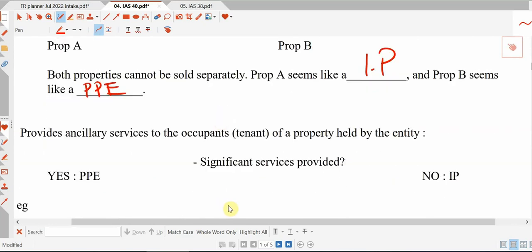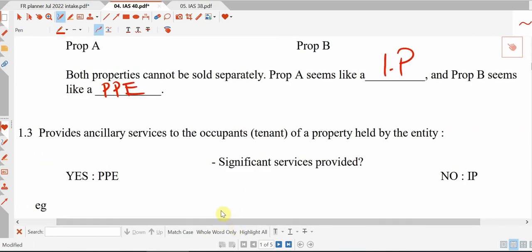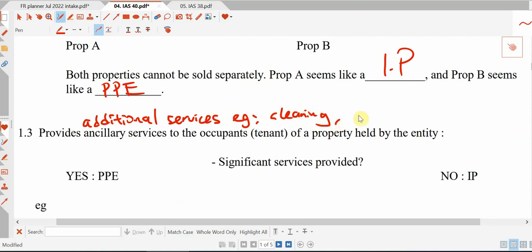So we are looking at NCB services. For those who have taken the tax paper, TX paper, this is also there, NCB services. These are additional services. Okay, many things here. So we have cleaning, laundry, security, etc.